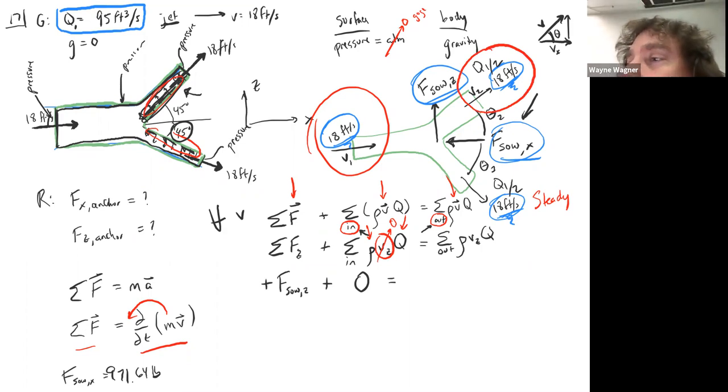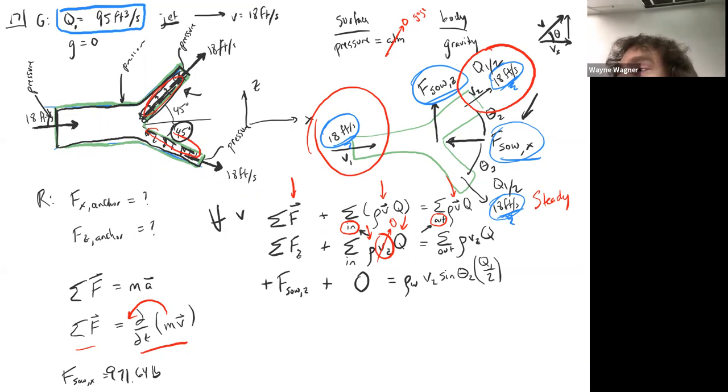So I've got rho, 1.94, rho of water, Vz, which is going to be V2 times the sine of that 45-degree angle, and then Q, or I guess Q1 over 2. Let's write it as Q1 over 2, because that's our Q flowing through that opening.